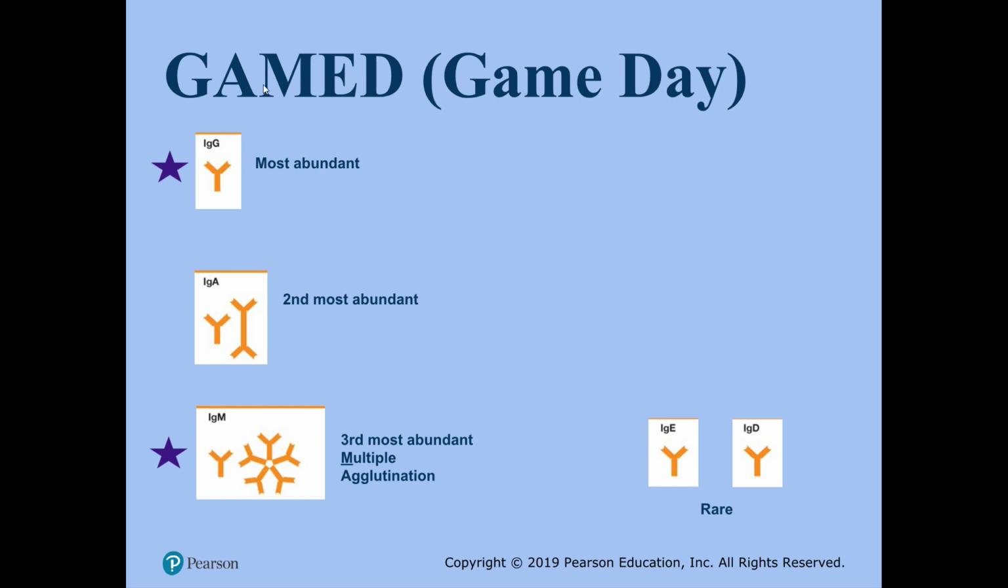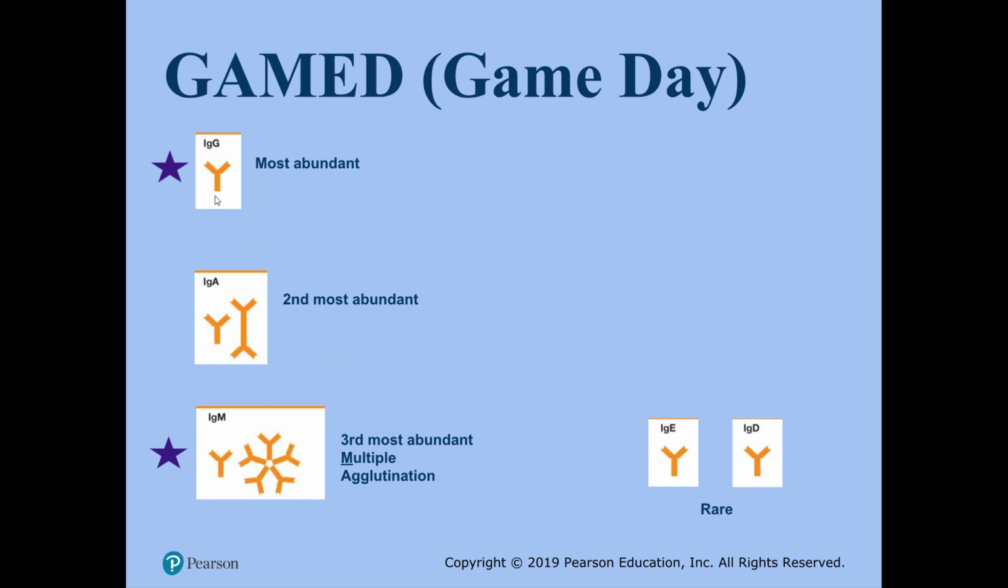And if you take the order GAMED in game day, it's the order of the most abundant to least abundant in our body. So IgG is the most abundant, then IgA, then IgM, then IgE and D. Those are the rare. But most of our antibodies are IgG. Okay. Our professor mentioned that we really should remember IgG and IgM. Okay, so make sure you remember those in particular.